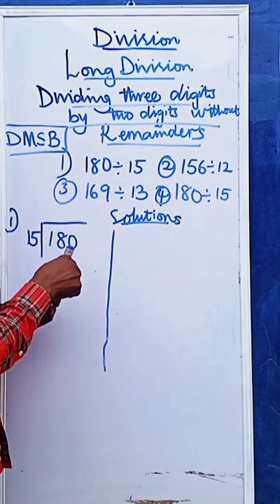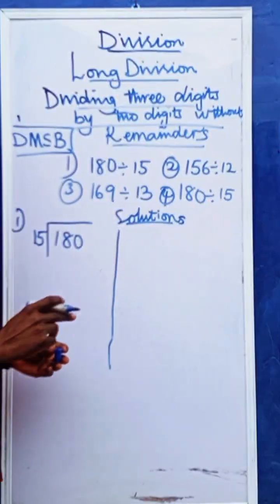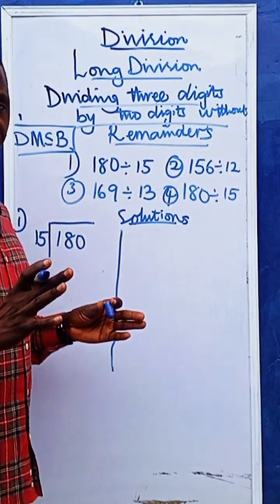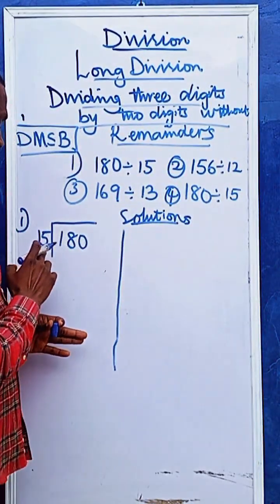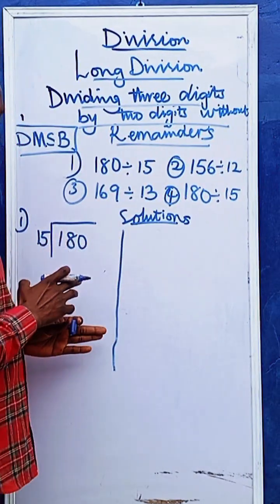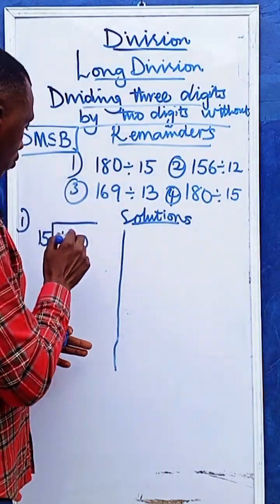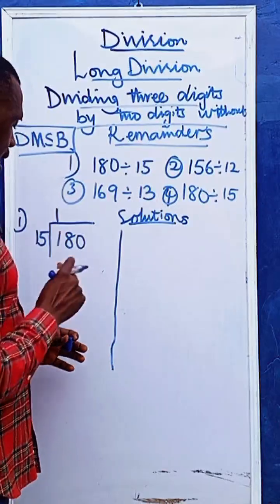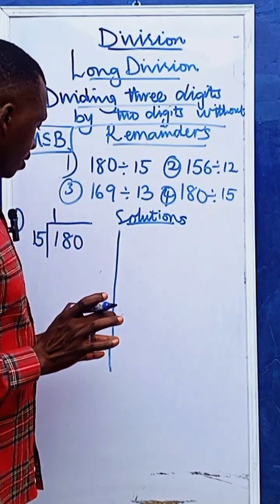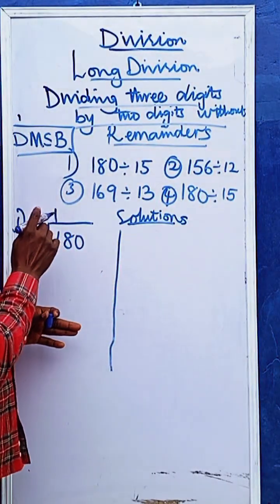Let's follow step 1 for this particular question: 180 to be divided by 15. How many times can 15 go into 18? To divide 18 by 15, it can only go once. Easy.